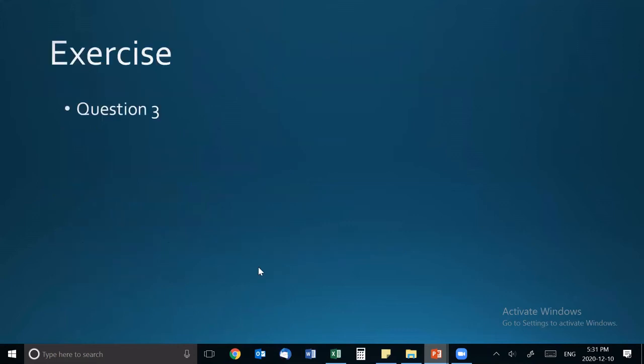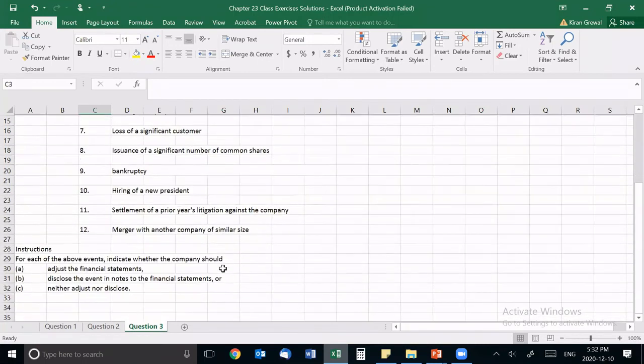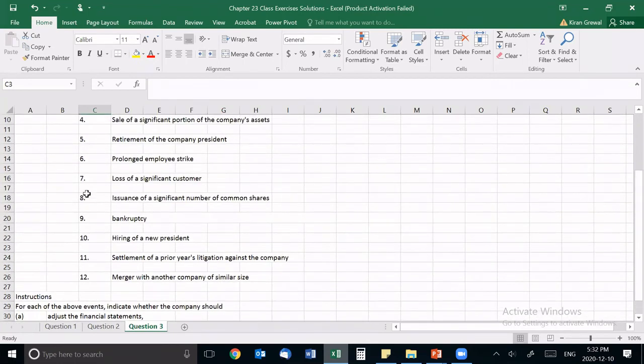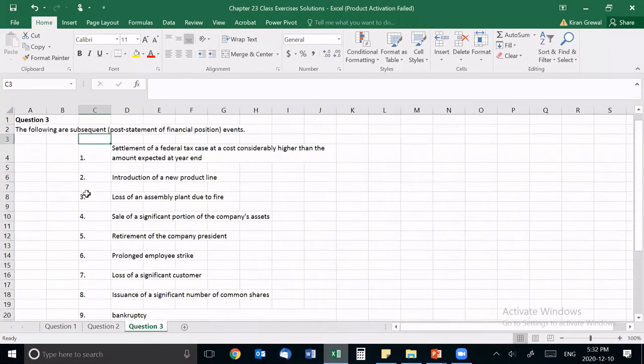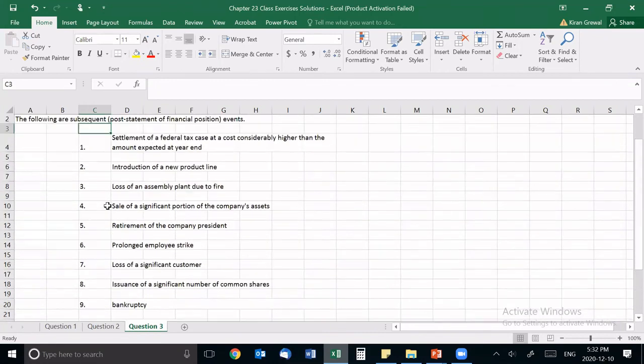All right, so let's try going into question number 3 and looking at some. Question number 3 shows the following subsequent events. There are 12 subsequent events here. It says for each of the above events, indicate whether the company should either A, adjust the financial statements, B, disclose the event in the notes to the financial statements, or C, neither adjust nor disclose. What I want you to do now is pause this video, try this question yourself, either A, B, or C in each of these 12 scenarios, and then you can watch the take up.